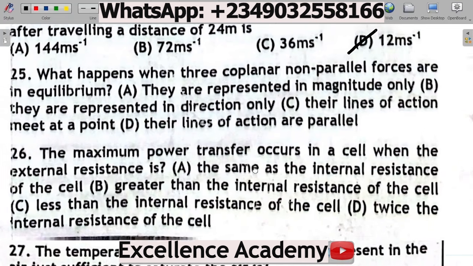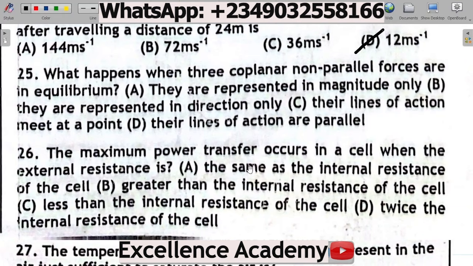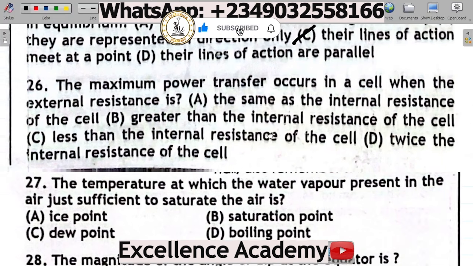All right, so the correct answer is that their lines of action meet at a point. So hence, C is the correct answer. So C, their lines of action meet at a point, is the correct answer.